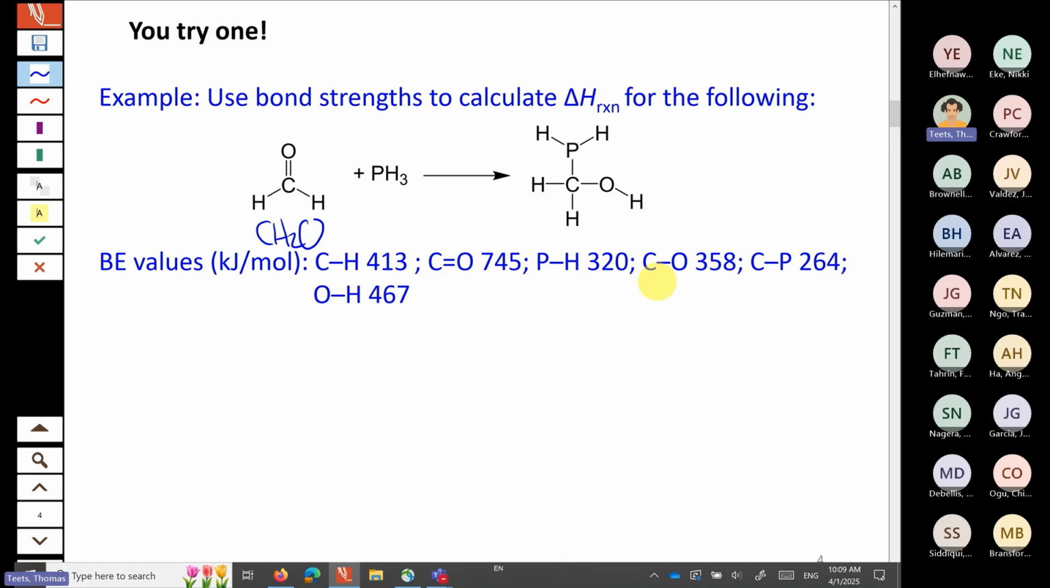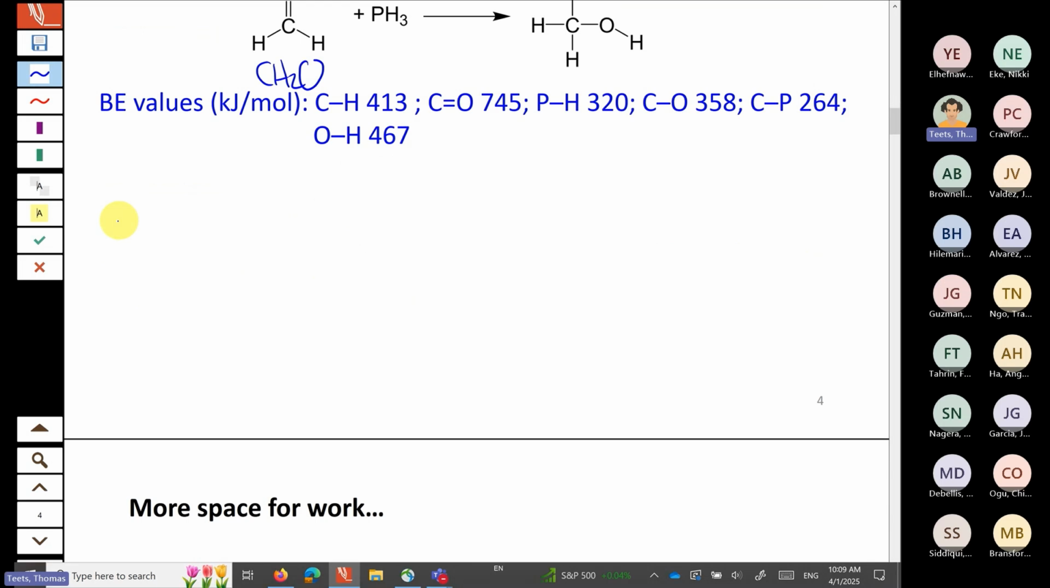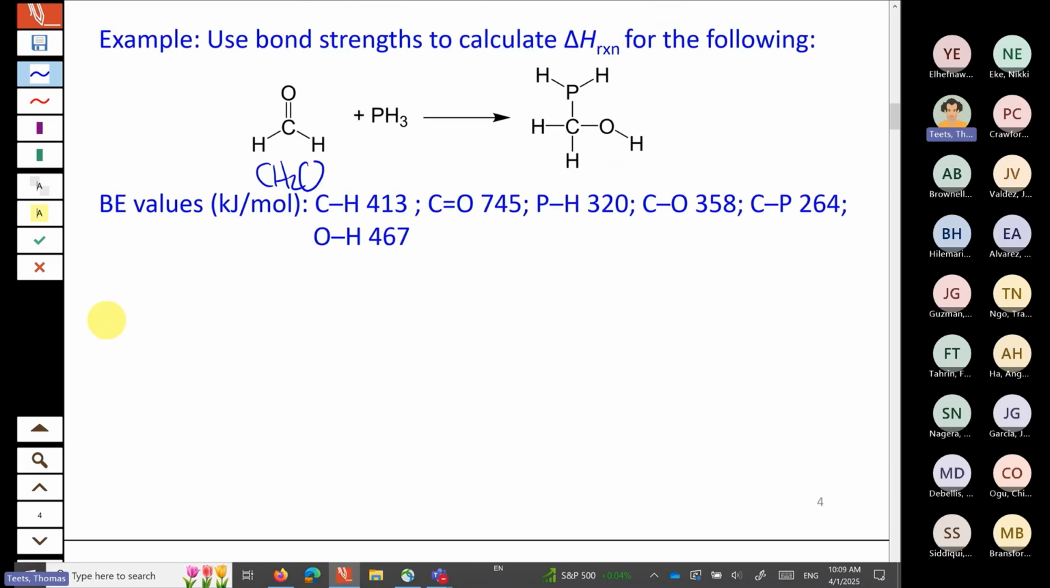All right, well, let's go through and then do this problem here. It's going to take a couple of pages because this is basically an accounting exercise more than anything. On the reactants and product side, we're going to sum up all the bonds and the bond energies that are given.